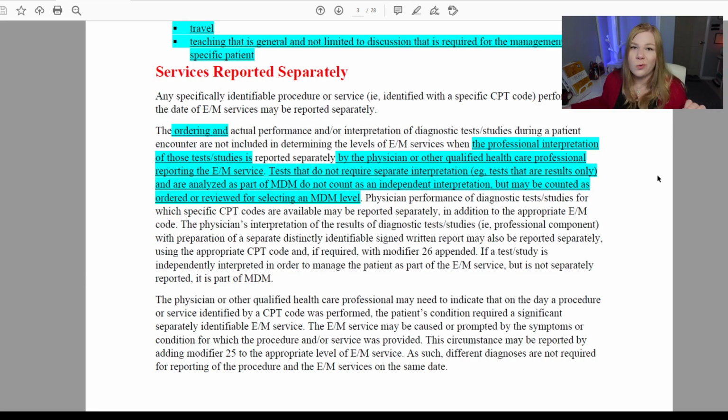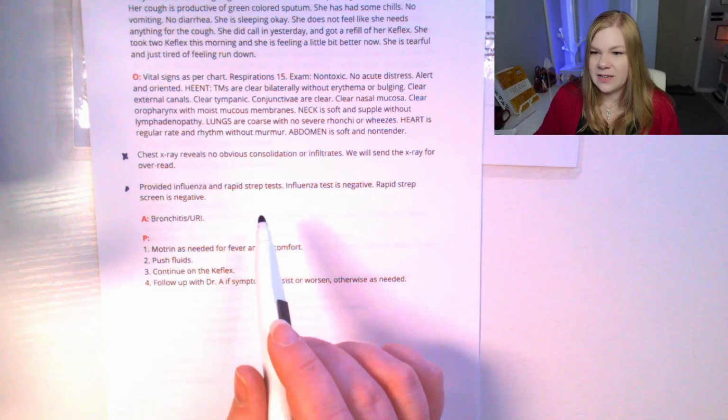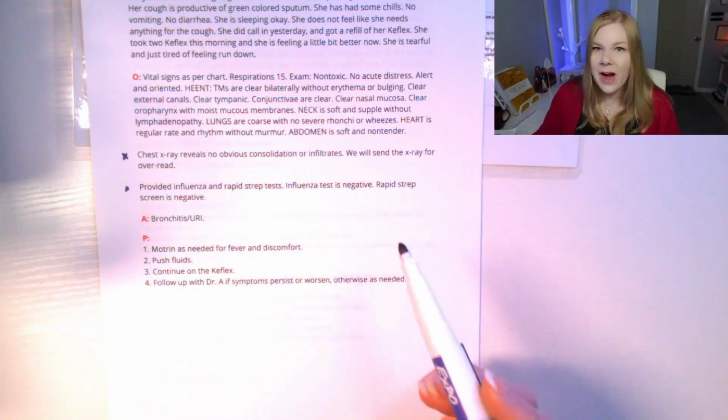So basically we only get one. We can count the point of care testing that we had, those results only, as either ordered or as reviewed for the medical decision making. And that's because these are point of care tests and there's no real professional interpretation. It's not like an x-ray where you have to potentially do a report of, did the patient have a fracture or not? This is really, oh yeah, it turned this color and that means it's positive. So in this case, we can count the influenza and the rapid strep tests as either ordered or as reviewed.